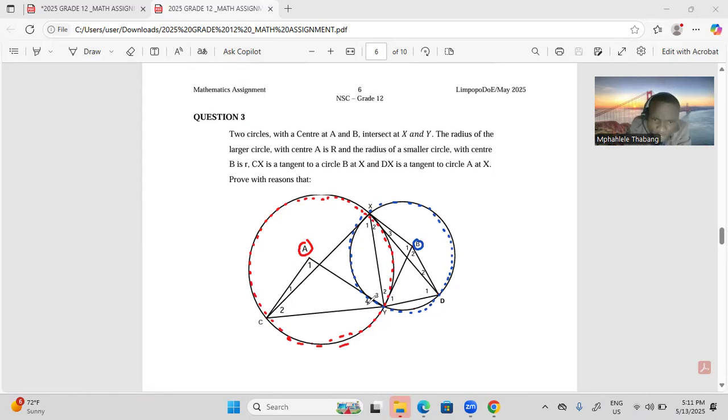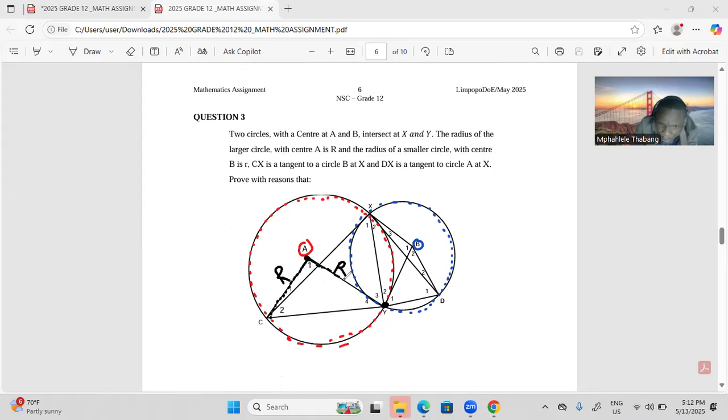We have got two circles with center A and B. They intersect at X and Y. They are simply saying those two circles meet, they touch each other at X and Y. The radius of the larger circle with center A is R. So we can think of the distance from A to C. Remember, the distance from A to C is the radius of this circle with center A. So you can think of this AC as R. Even AY, you can think of it as R. Even the distance from A to Y is a radius.